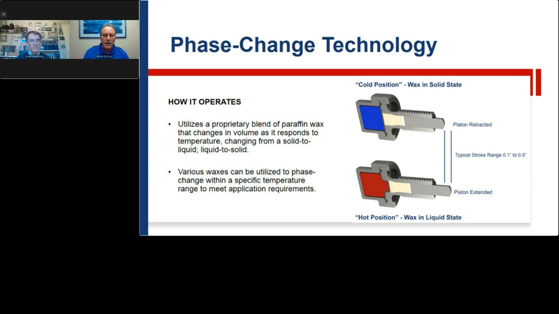Now, as it's heated up into its active range, the paraffin wax will go through its active range and expand between 14% to 18%, which we take advantage of by transferring that into a stroke. And you see the piston extended out. Typical stroke ranges, depending on the actuators selected, are around 0.1, 100,000 up to about a half of an inch.